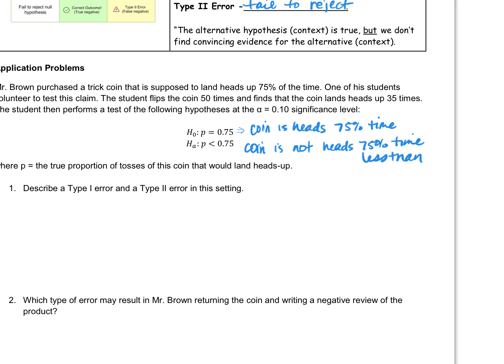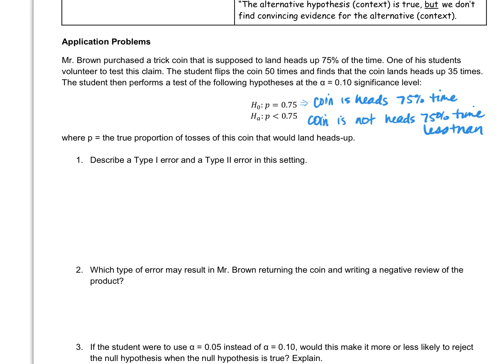Now, just shaking your head like, whatever, just get through this. Type 1, type 2. All right, type 1.